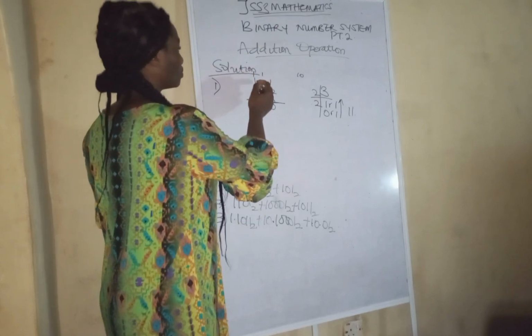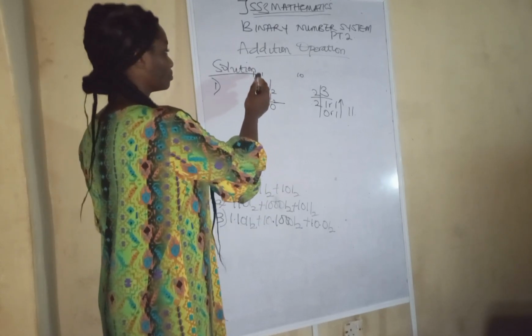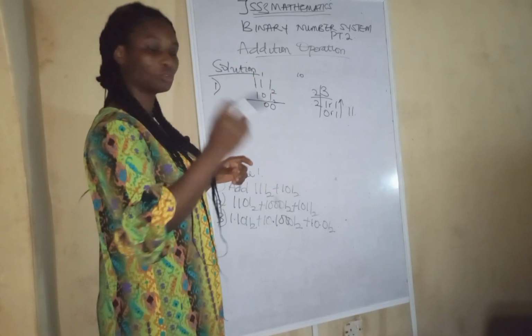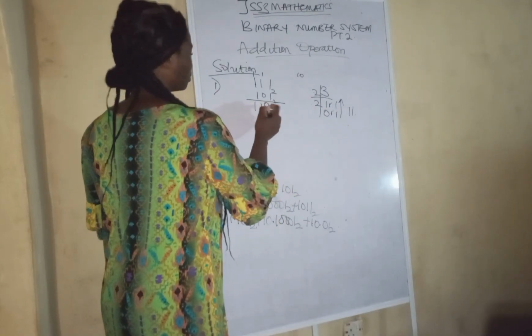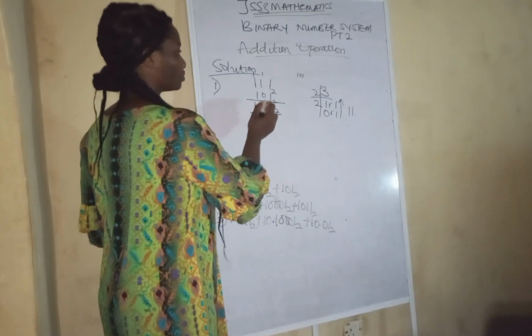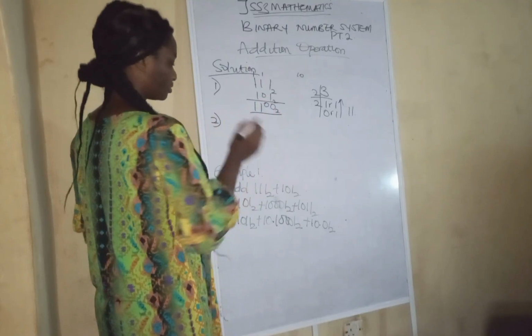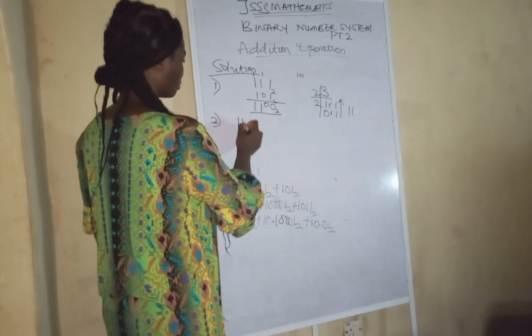So 1 plus 1 is 2, plus 1 is 3. So the answer is 1, 1, 1. So we got 1, 1. So that's how to solve that. I'm so sure you understand that now. So let's solve the second one.